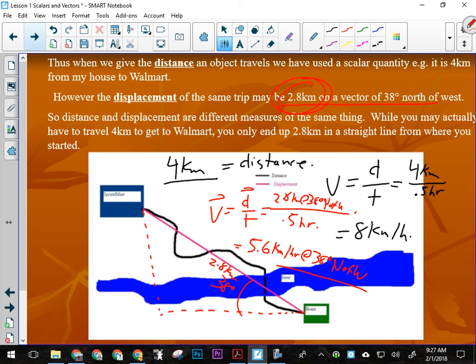What's my total displacement when I get back home? 0. Remember that displacement from Science 10 is how far and in what direction you have gone, or your total change in position. My starting position was home. My ending position was home. I haven't changed my position. Therefore, I have not displaced myself from where I started. So my total displacement is 0 for the whole trip. And what's my average velocity over the whole trip?